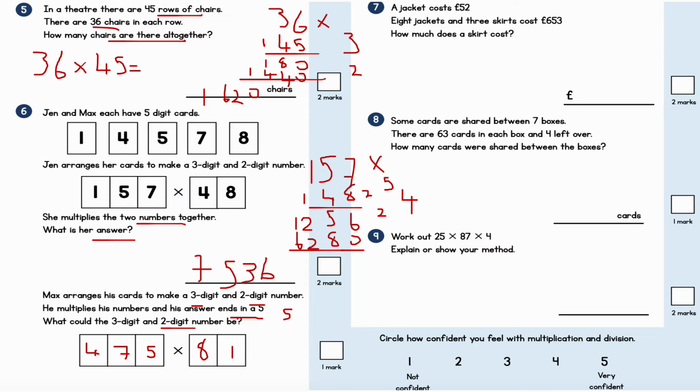A jacket costs £52. 8 jackets and 3 skirts cost £653. How much does a skirt cost? So 8 lots of 52, and then I take it away from 653 and then divide my answer by 3, essentially. So it's quite a mouthful of a question, okay. 8 times 2 is 16. Carry the 1. 5 8s are 40. Plus the 1 is 41.